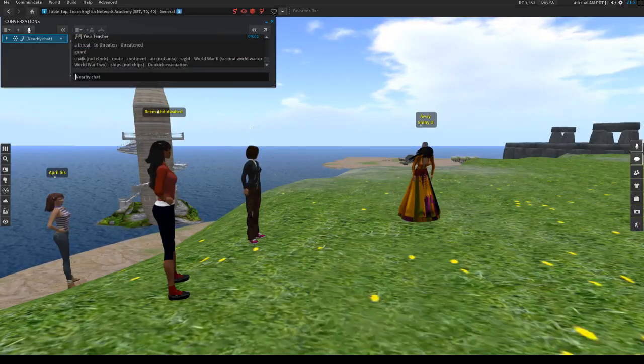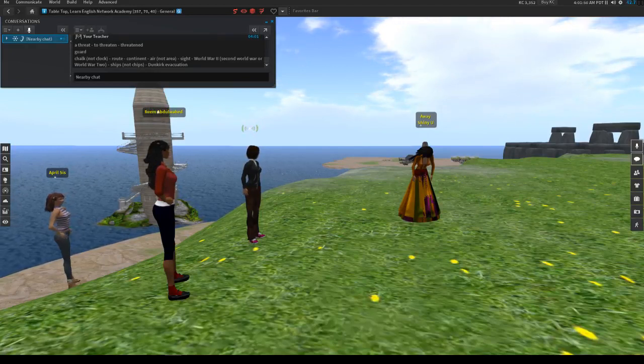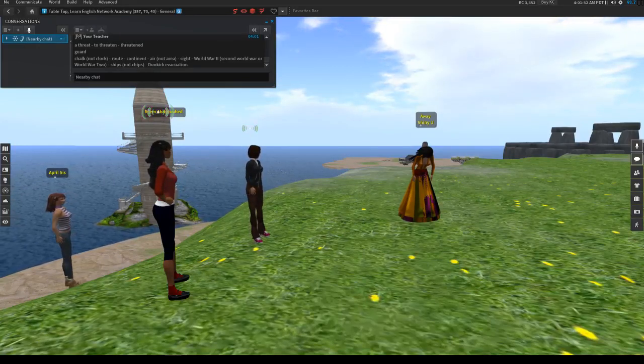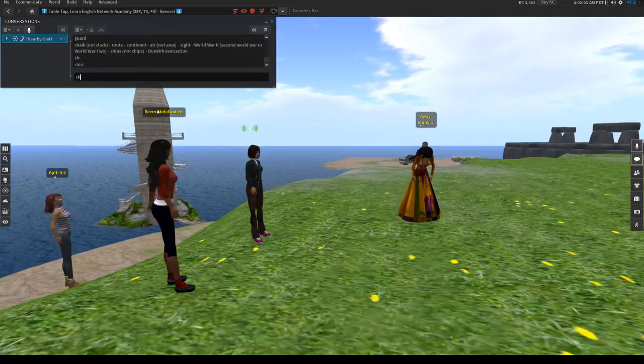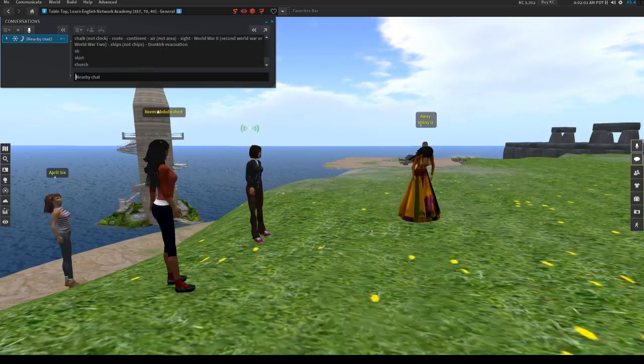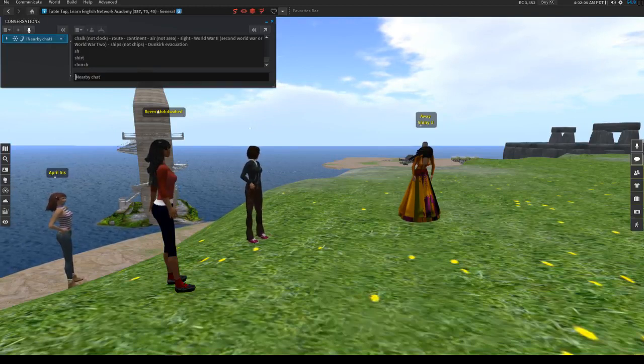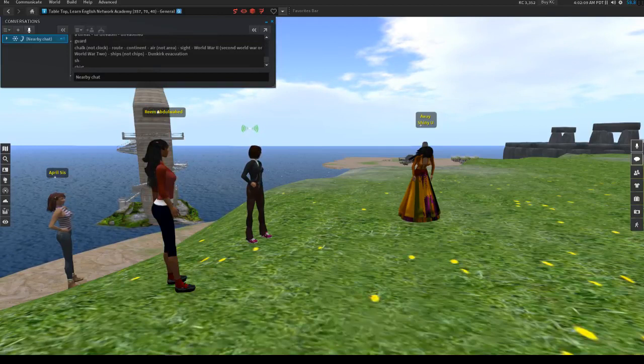Chalk. Not shock. Chalk. So sh is normally sh, like shirt, and ch is like church. And then you got chalk. That's it. Then route.